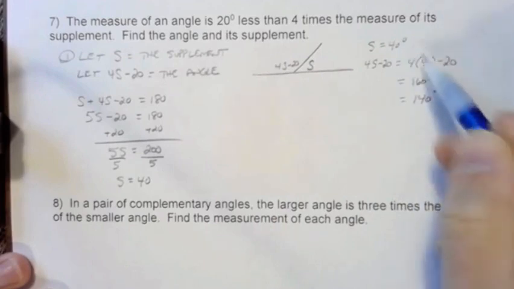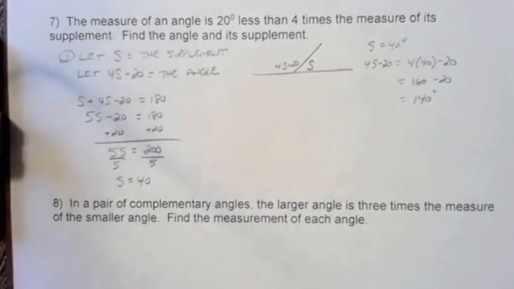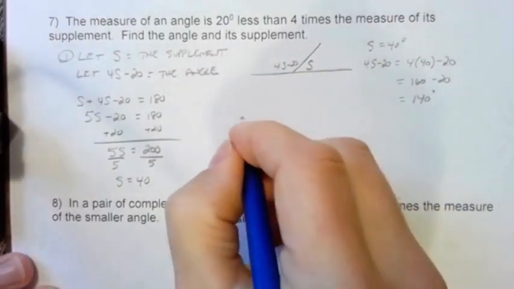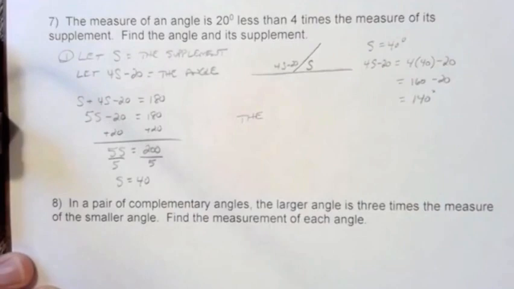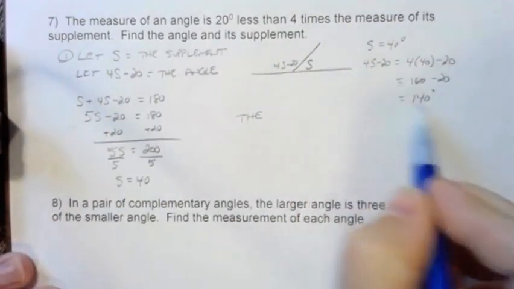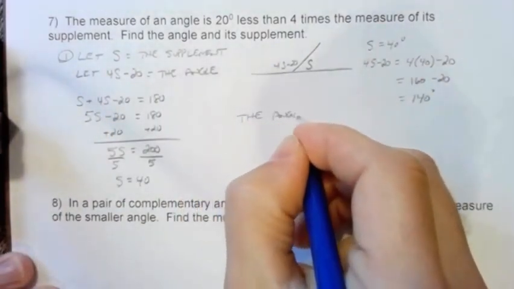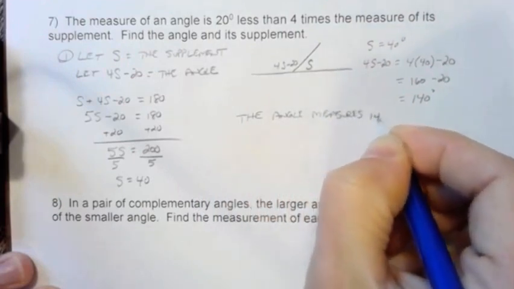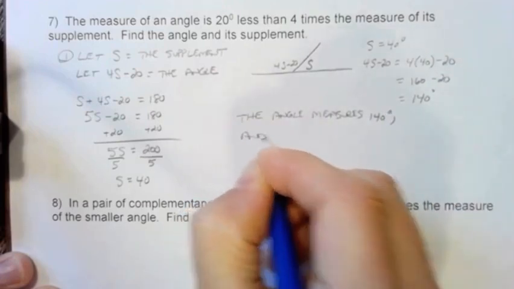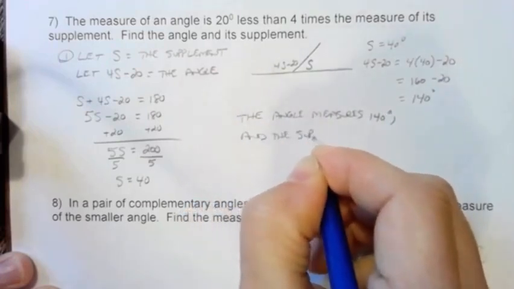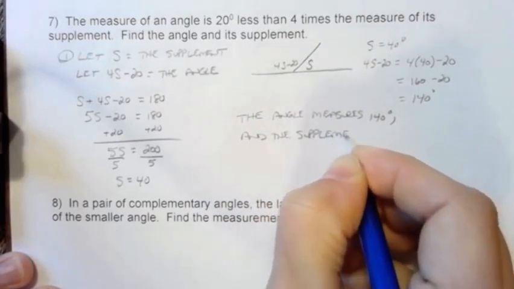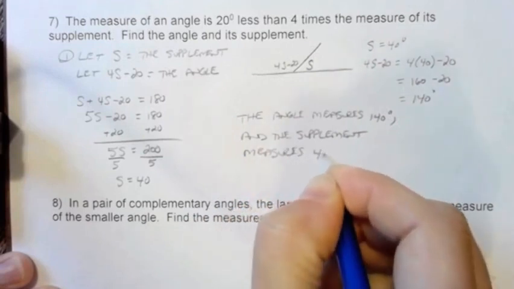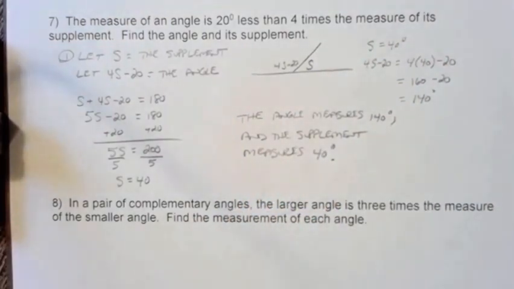And I know this is right. 40 plus 140 is 180, as it should be, because they were a supplementary linear pair. So I can say that the angle, which I've called 4S minus 20, measures 140 degrees, and the supplement measures 40 degrees.